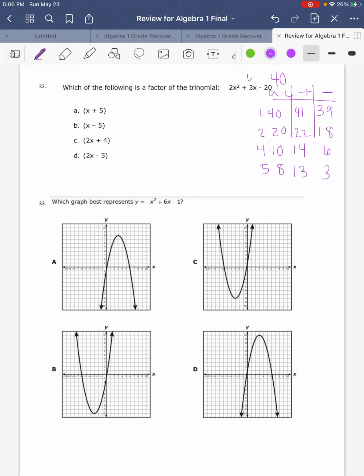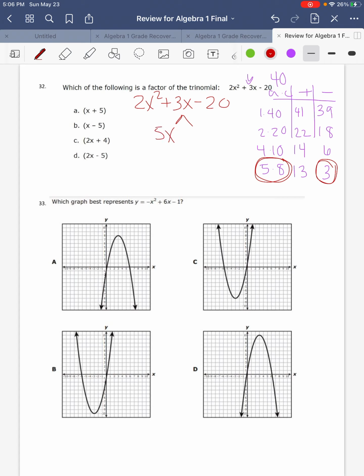And remember, your B value is the one you're looking for. So our B value is a 3. That means I'm looking at this 3 right here, which means I'm going to use 5 and 8. So we'll take this trinomial, 2x squared plus 3x minus 20, and we'll break it down. So this 3 gets broken down into this 5 and that 8.